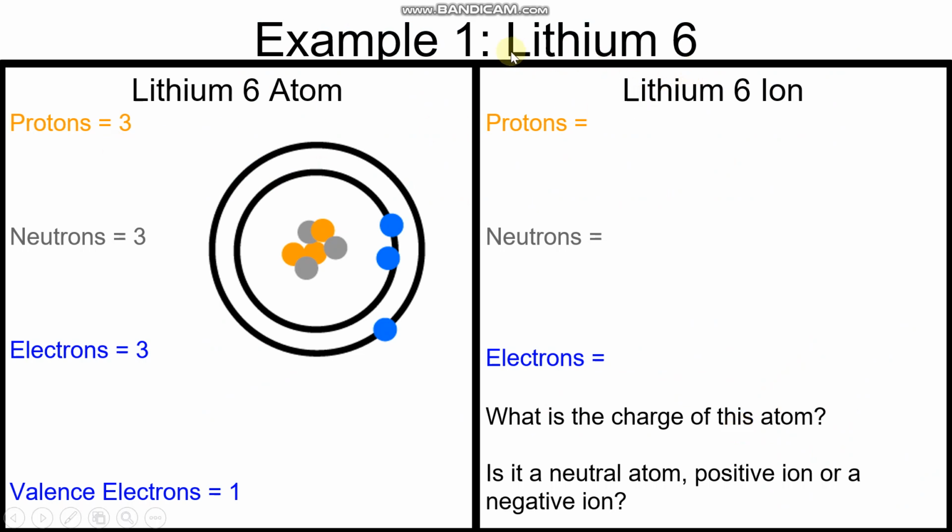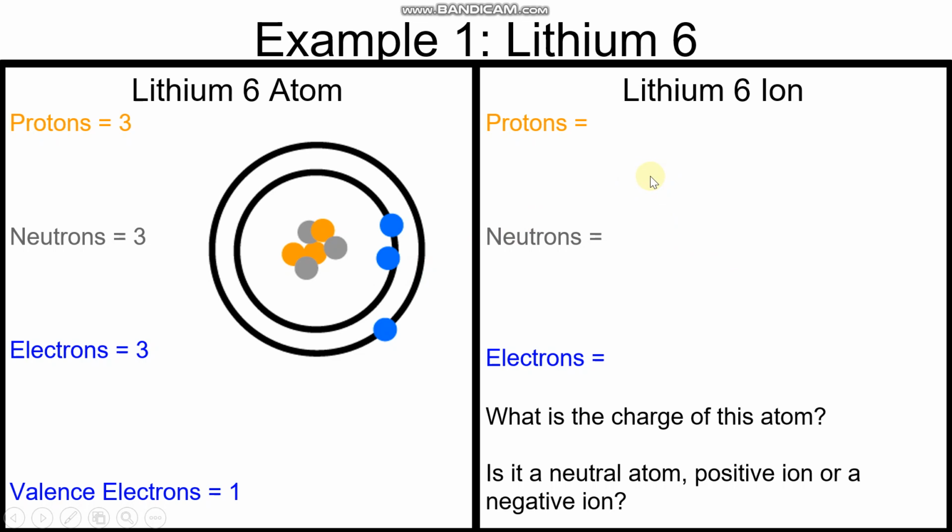Here we're doing the example of lithium-6. We've got the lithium-6 atom on this side, and it has 3 protons, 1, 2, 3. It's got 3 neutrons, 1, 2, 3, and it has 3 electrons, 1, 2, 3. We can see that it has 1 valence electron because in the outermost orbital, this outer ring, there's only 1 electron. Remember that the first orbital can hold 2 electrons, and the second and third orbitals can each hold 8 electrons.